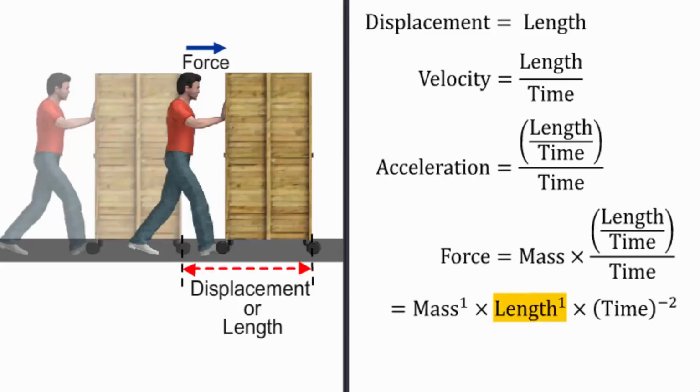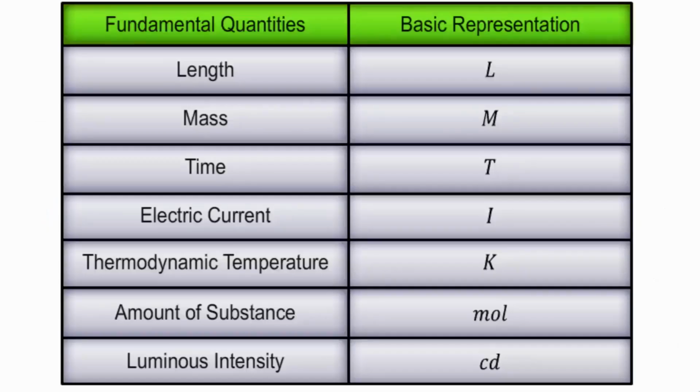For convenience, we use symbols to represent base quantities as follows. For mass, we use M. Length is denoted by L and time by T. The other four base quantities are represented by symbols of their SI units, namely electric current by I, thermodynamic temperature by K, amount of substance by mol, and luminous intensity by cd.